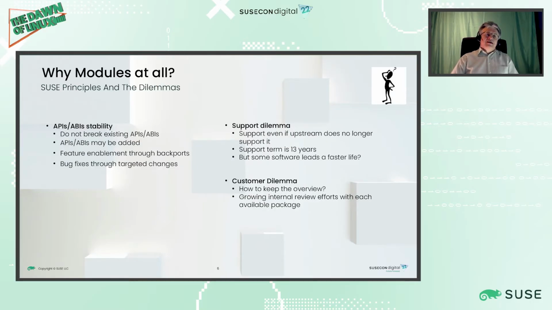SUSE has one very big principle, and that's stability. We do not break existing ABIs and APIs. Yes, in some cases, this might be needed, but very extreme and very rare, when you have critical data loss situations or security fixes that are not possible to fix without breaking an ABI. But in most cases, it's sufficient to add new APIs and ABIs, and thus stability can be guaranteed.